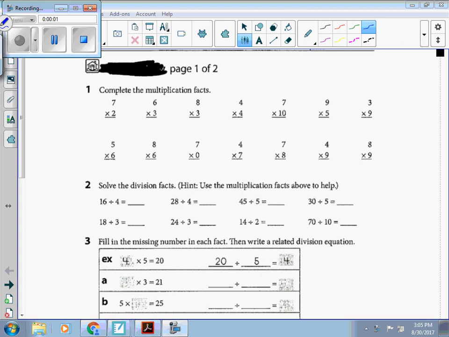Assignment. Number 1 says complete the multiplication facts. 7 times 2 is 14. 6 times 3 is 18. 8 times 3 is 24. 4 times 4 is 16.